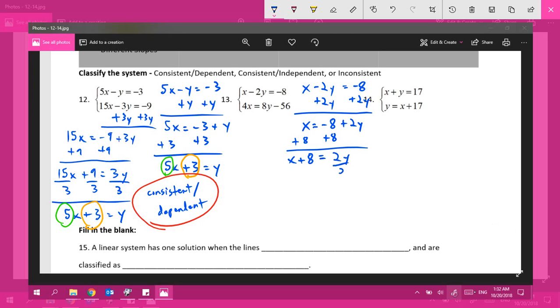Finally, we're going to divide everything by 2 because we want y by itself. We don't want that pesky 2. So it's going to be in fraction form. This is 1 over 2x plus 8 divided by 2, which is 4, equals y.